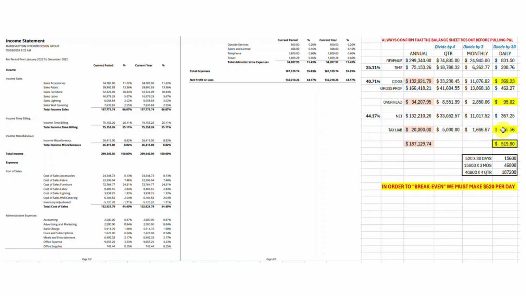Now that just is based on a 30-day being open. Not everybody is open 30 days. Not everybody is going to make the money exactly like that. It's an average. That is our break even.